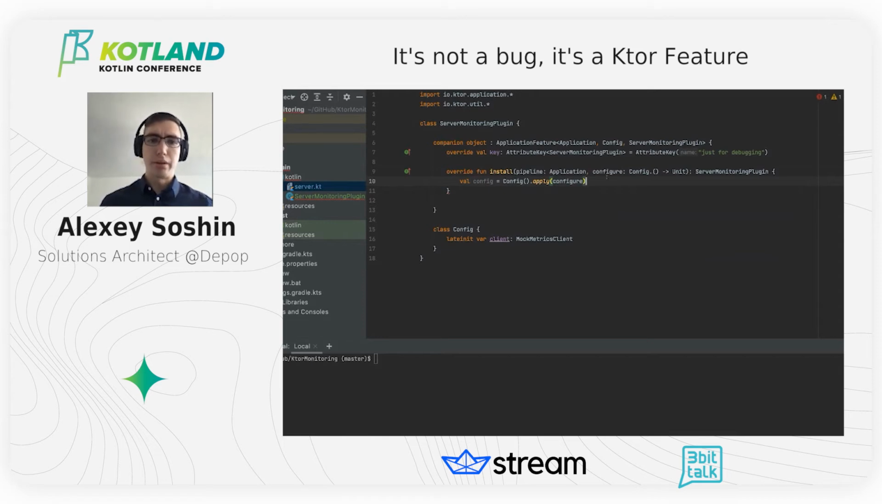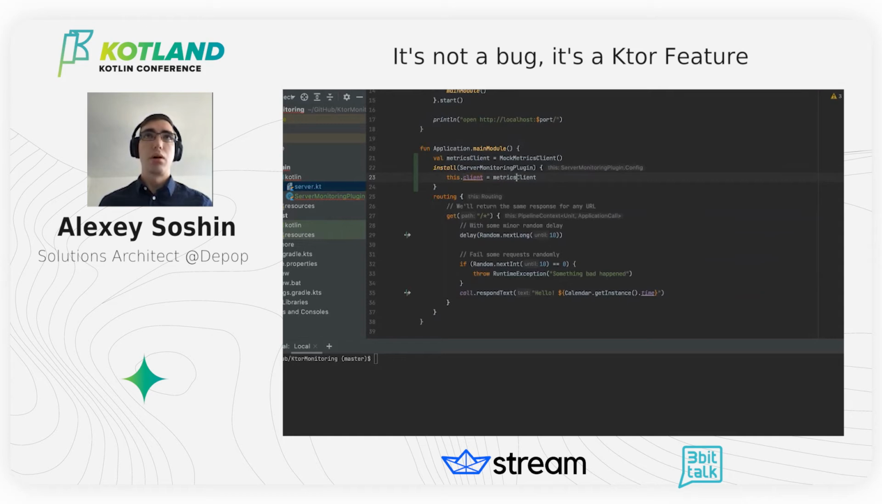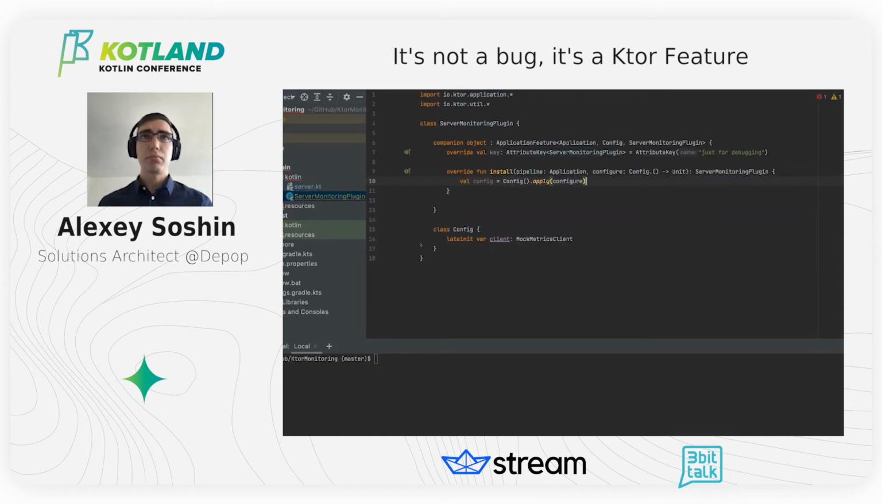That's quite a common pattern in Ktor. You copy everything that was passed to you, and that way your code will also remain thread safe, since the configuration is a mutable object. So now we passed our metrics client to the temporary config, and we have it in our install method. The last thing we need to do is to return our plugin.